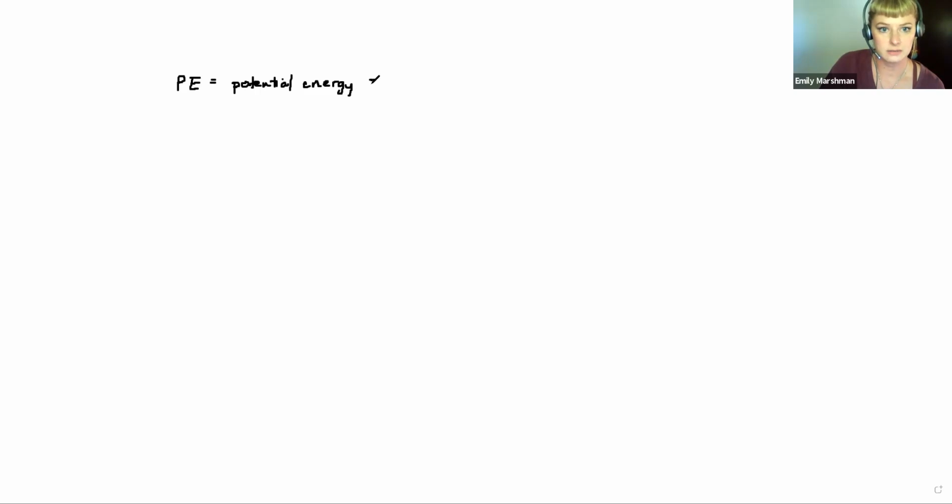Potential energy mathematically is equal to the mass of the object times g times h. M is the mass of the object, g is the acceleration due to gravity, which is 9.8 meters per second squared, and h is the height of the object above the ground.